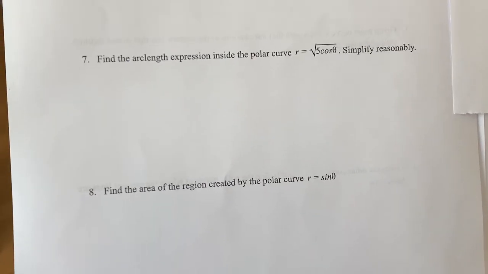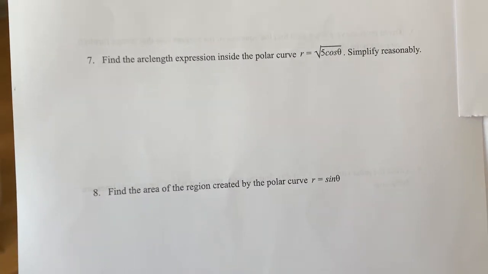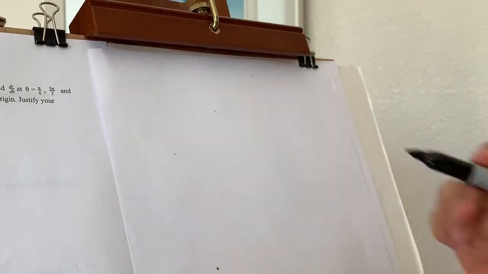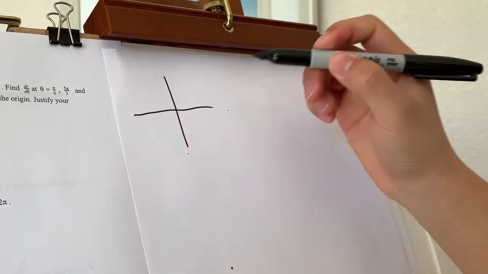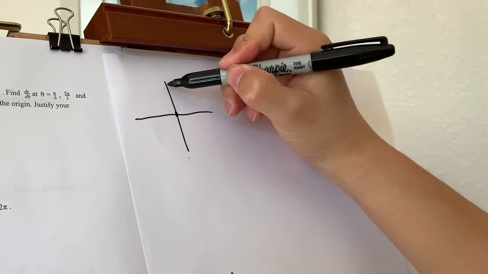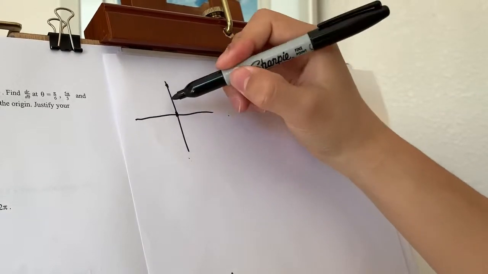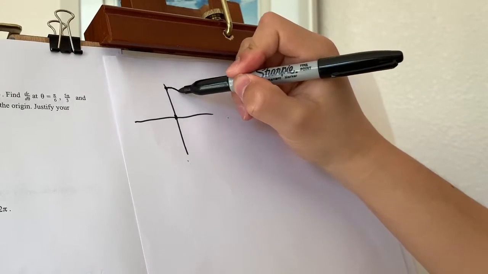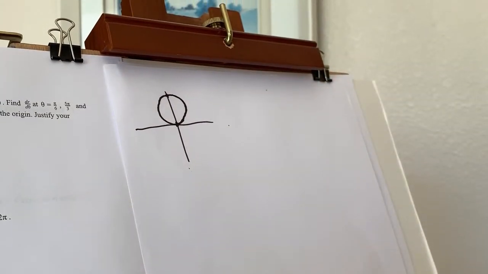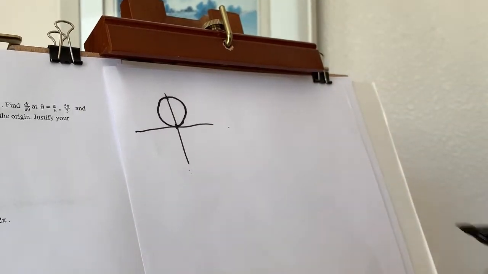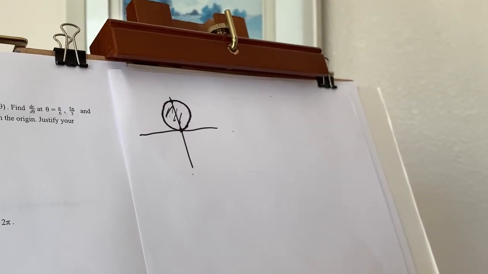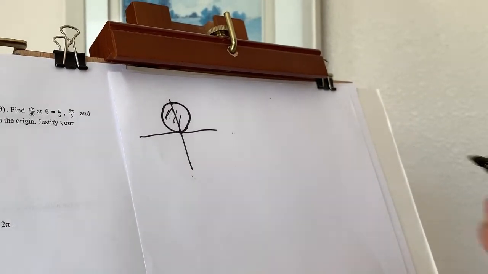Number 8. Find the area of the region created by the polar curve r equals sine theta. Now first, let's just graph this so that we get a visual. So r equals sine theta starts at 0, 0. It has a point at 0, 1 up here, and it is a circle. So it's a circle with a diameter of 1. Okay, now that we have this region drawn, we want to find the area using polar integration.